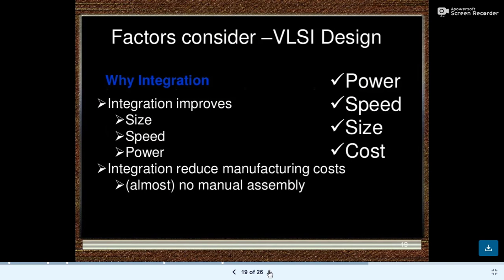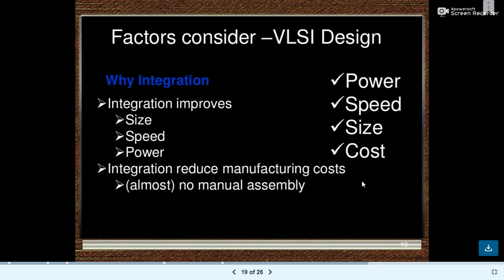So, factors considered in VLSI design. VLSI integration improves size, speed and power, and obviously the cost is improved. Improved means size to cost has been improved. In the 1950s and so on, the cost might have been very high compared to present conditions.